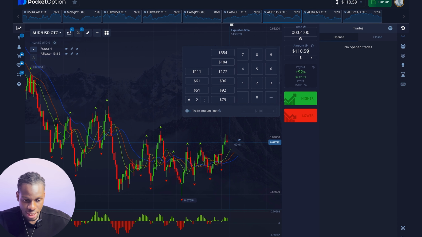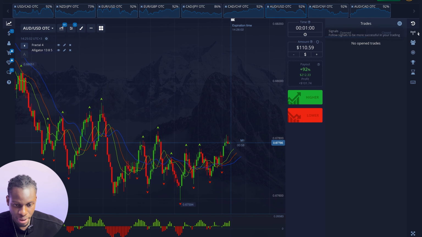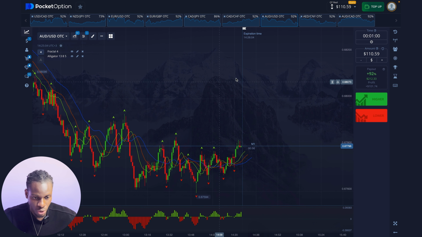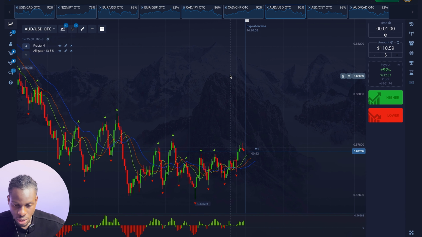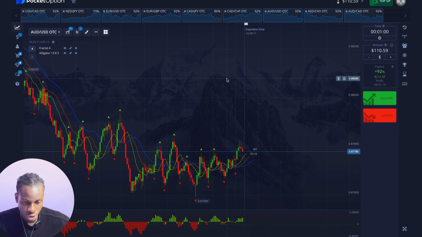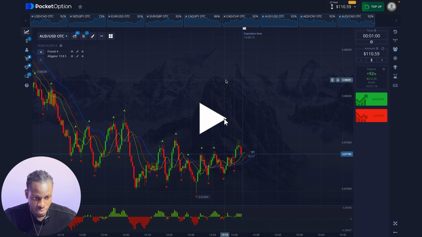Let's pick the next asset, and we're going with the maximum balance, so we cannot make a mistake with this one. I'm going to pick a very good trade that has the highest win rate possible so that we don't lose out in this session.